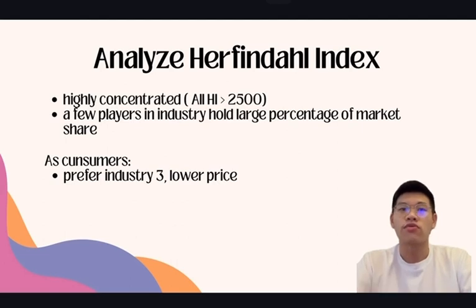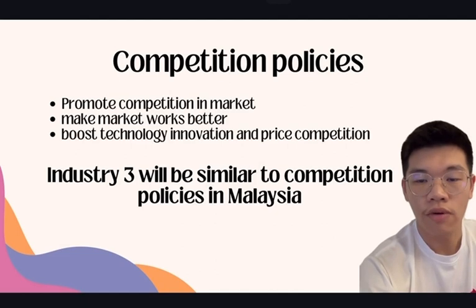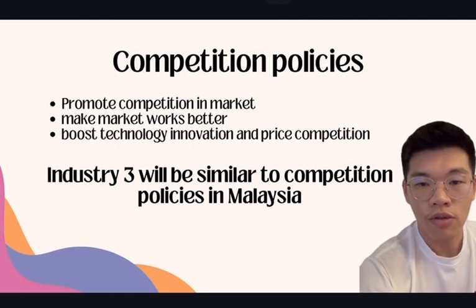Also, as a consumer, we will prefer industry 3 because it has the lowest Herfindahl index, which means higher competition in price, so their price will actually be lower. Lastly, it's about competition policies, which means how these policies make the market more competitive, even in price and also technology. In this case, industry 3 is more similar to this policy because 3 firms hold an almost equal share percentage, so the price cannot be determined by only one firm that holds the largest share, like industry 1 and industry 2.